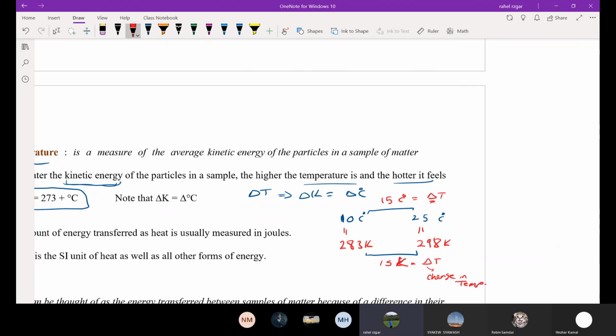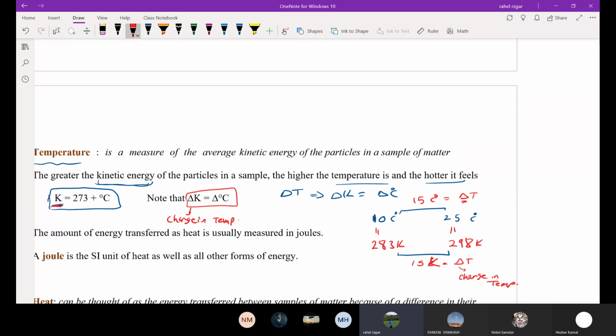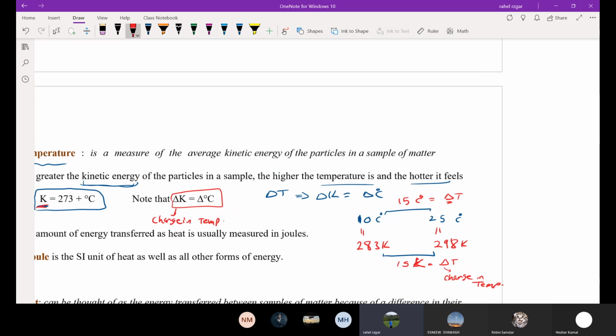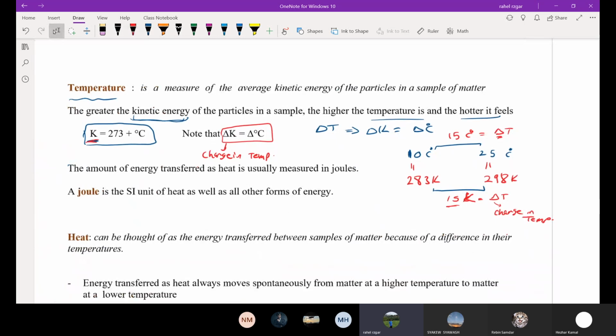when we have a change in temperature, delta C and delta K are equal. Okay, so the temperatures themselves are not equal to each other, but their changes are actually equal. As you can see, from 10 Celsius to 25 Celsius is 15 Celsius, and also 10 Celsius is 283 Kelvin and 25 is 298, so the difference between them, the change between them, is 15 again. That's why their changes are also equal.